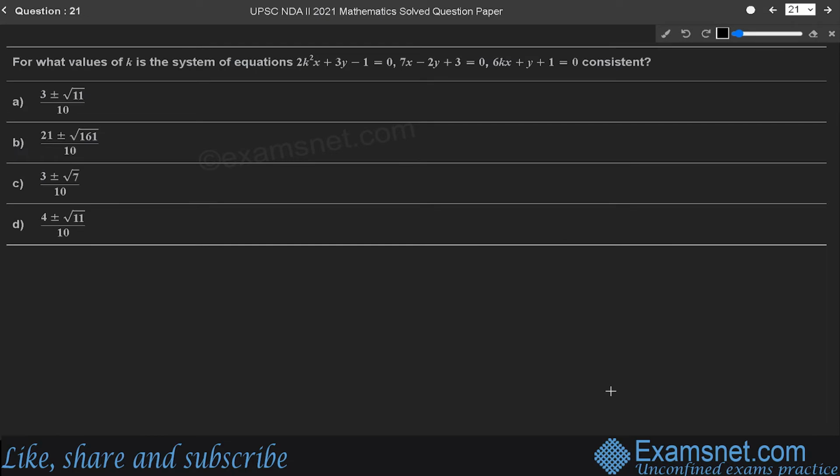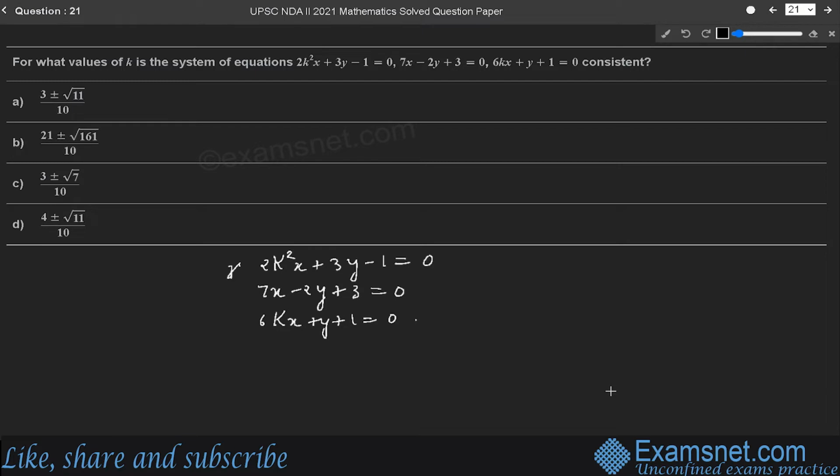Next question is, for what values of k is the system of equations 2k²x + 3y - 1 = 0, 7x - 2y + 3 = 0, and 6kx + y + 1 = 0 consistent? Means we have to find the values of k where these equations will be consistent.